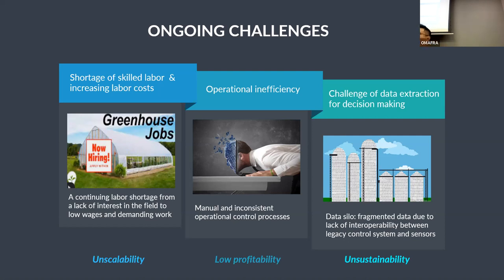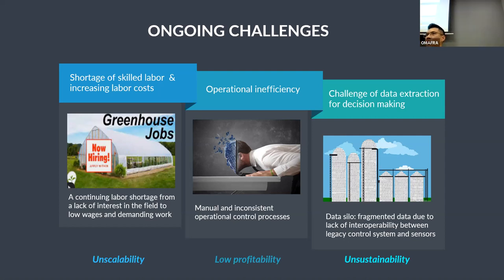Another is operational inefficiency. Even with good cultivation engineers, we still have a lot of inefficiency due to a lot of manual work. For example, even if you know everything about the plants and crop production, you cannot just sit at the computer and do the manual changes. You are still held slave by the legacy user interface of the climate computer.